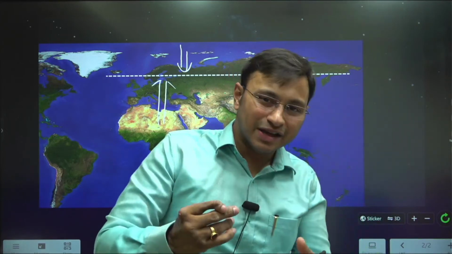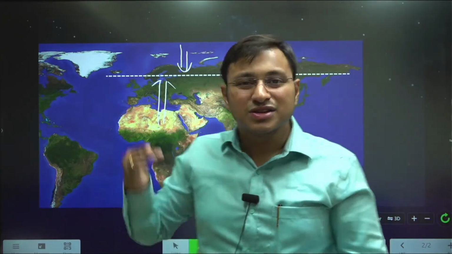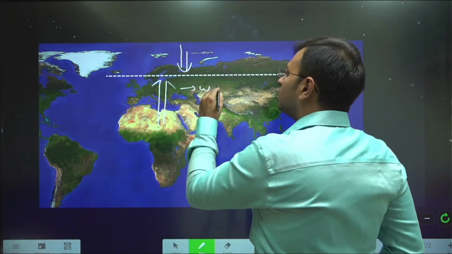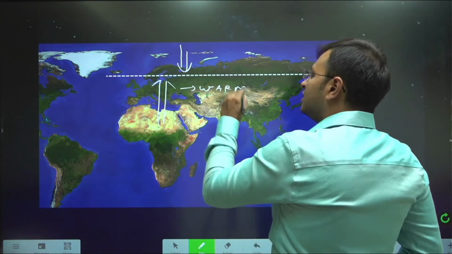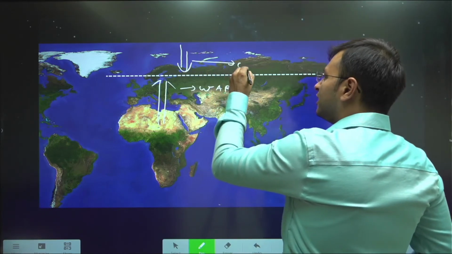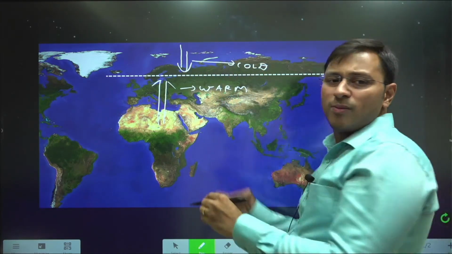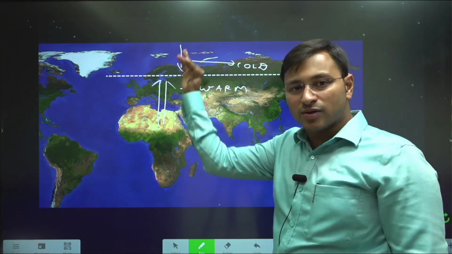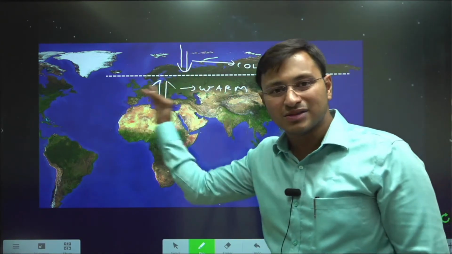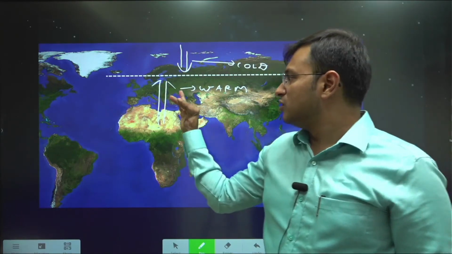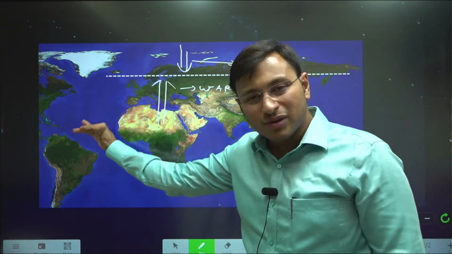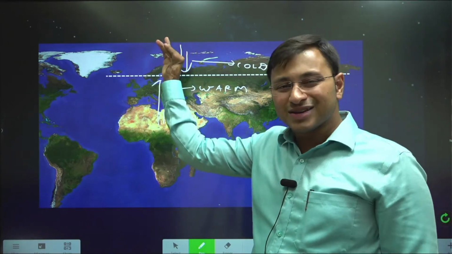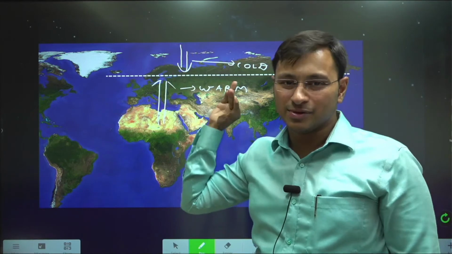But additionally, what is happening at these latitudes is this phenomenon. This is warm air and this is cold air. This warm and cold air will start interacting along this latitude. The warm air mass can come from the Atlantic Ocean or from the Saharan region, whereas the cold air mass will come from the Arctic or polar region.